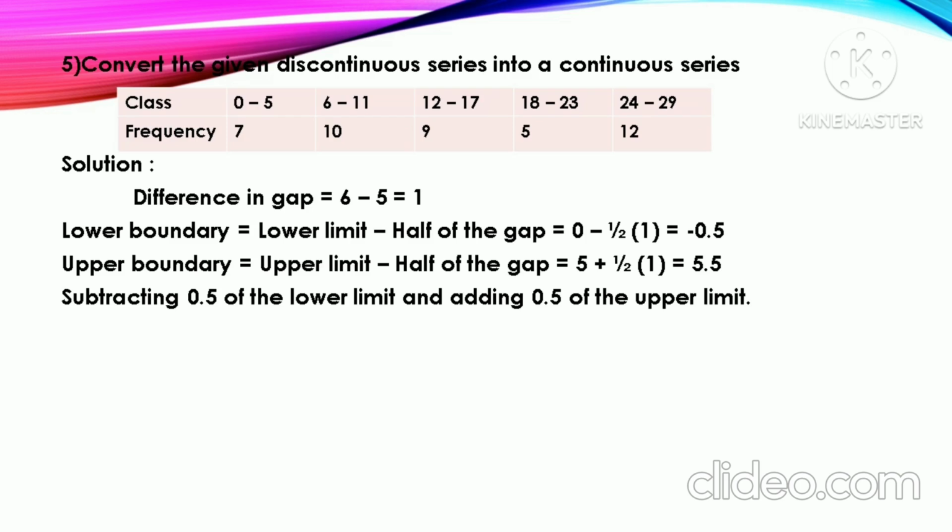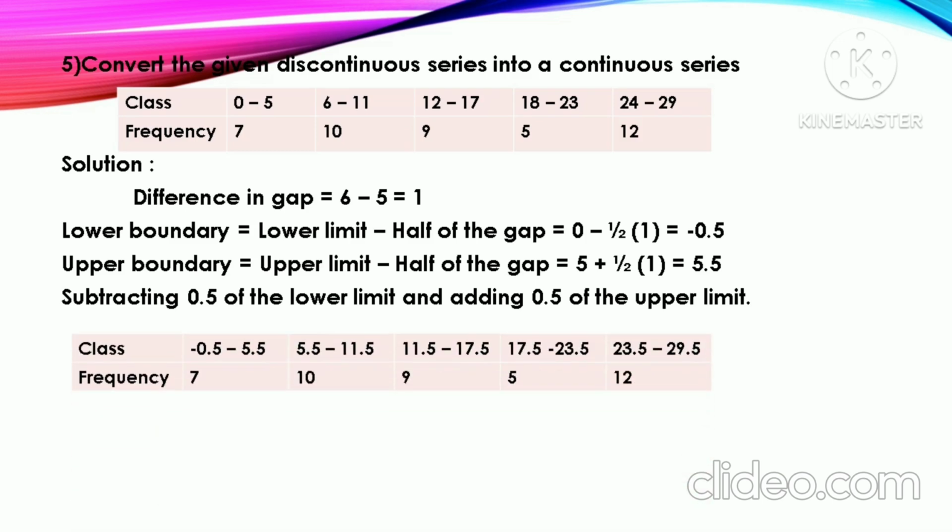So it's nothing but subtracting 0.5 from the lower limit and adding 0.5 to the upper limit, which gives a continuous series. See here the classes: minus 0.5 to 5.5, 5.5 to 11.5, 11.5 to 17.5, 17.5 to 23.5, 23.5 to 28.5. Next, the frequencies.